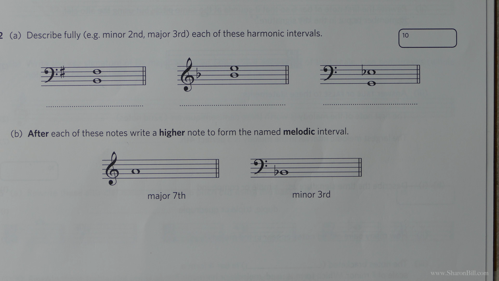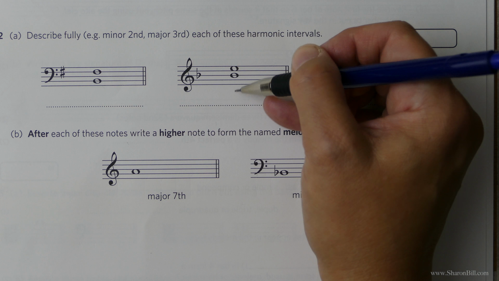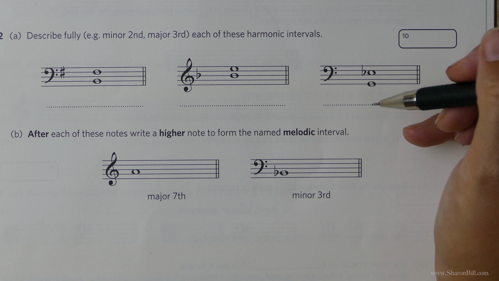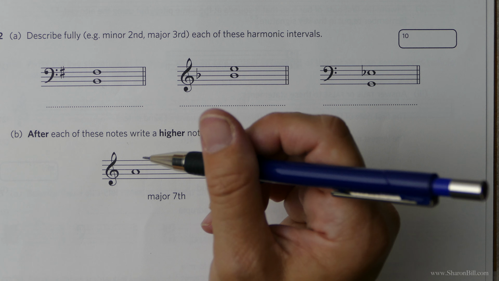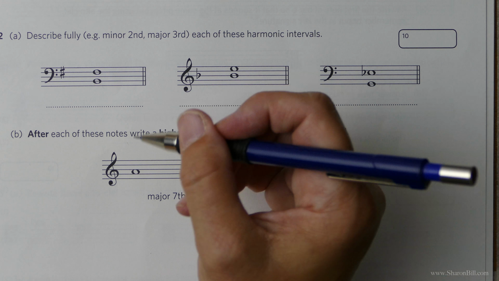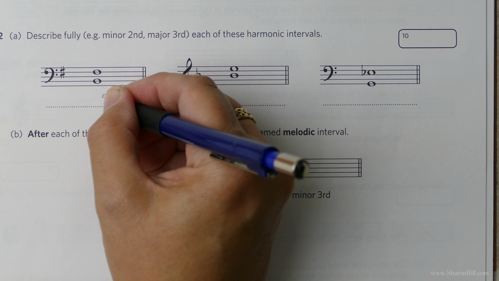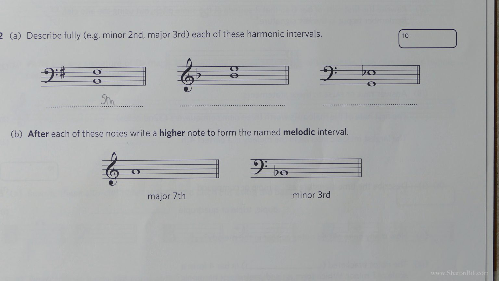So now we're going to have to do a little bit of work describing these intervals. So we've got to describe these harmonic intervals. So these come together, but the principle remains the same. We just count the steps and then just describe it fully. So we've got 1, 2, 3, 4, 5. It's a something fifth, so that's half the marks already.